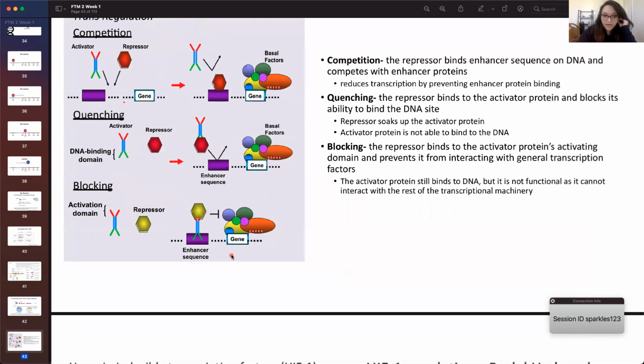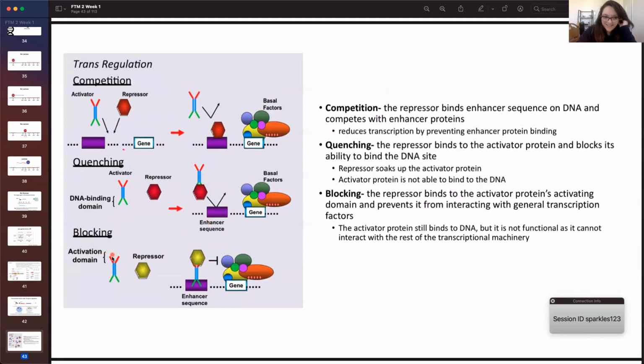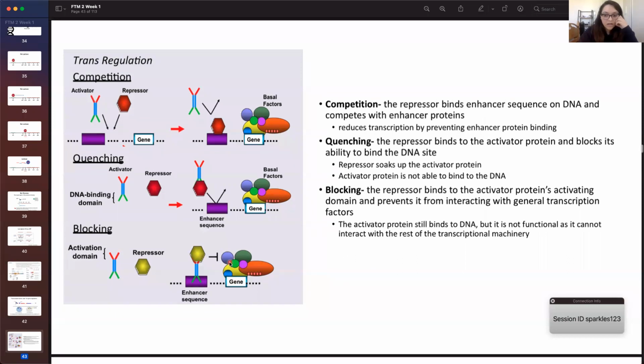With blocking, sorry, can we go back? Oh, yeah. I can't see the slide. Okay, thank you. With blocking, the repressor is going to bind to the activator protein's activating domain. So with blocking, you have that activation domain sitting on your cis sequence, and then that repressor is going to bind on top of that, and it's going to interact with the transcriptional machinery. So you're just looking at different ways to regulate whether gene expression is happening or not happening when it comes to your trans regulation. Let's go to the next slide.